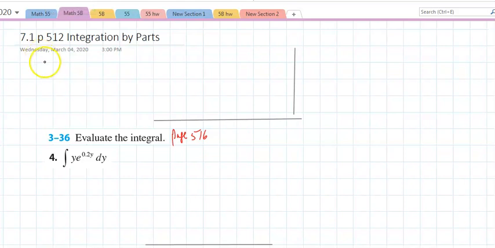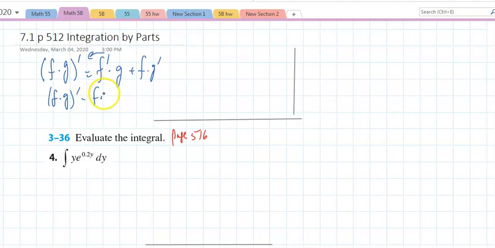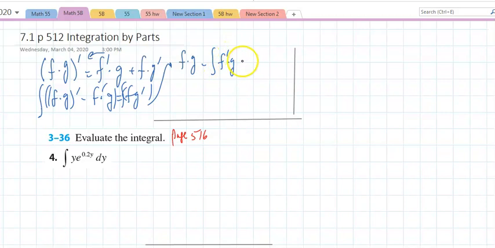First things first, we want to undo a product rule. We want to undo the derivative of f times g, which is f prime times g plus f times g prime. And if I move this to the left, that would be f times g prime minus f prime times g equal f times g prime. And if I integrate, the integral will undo the derivative right there.